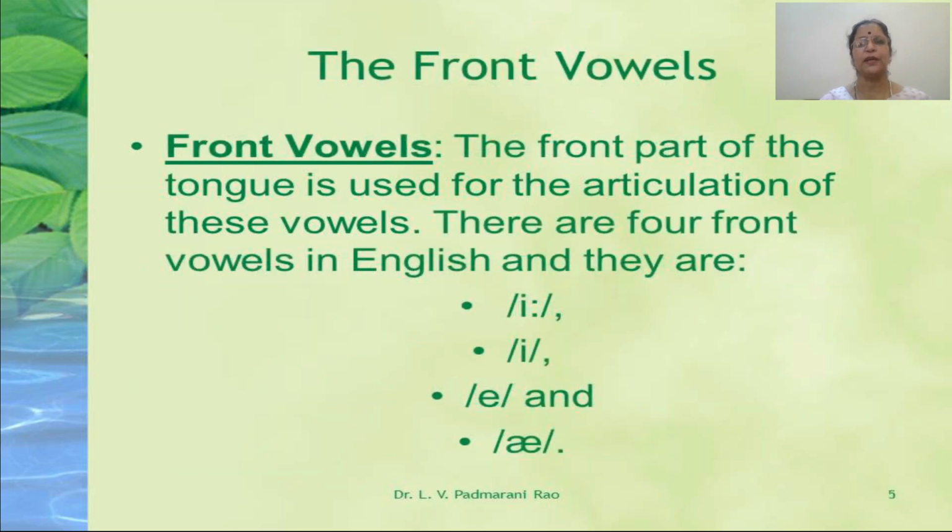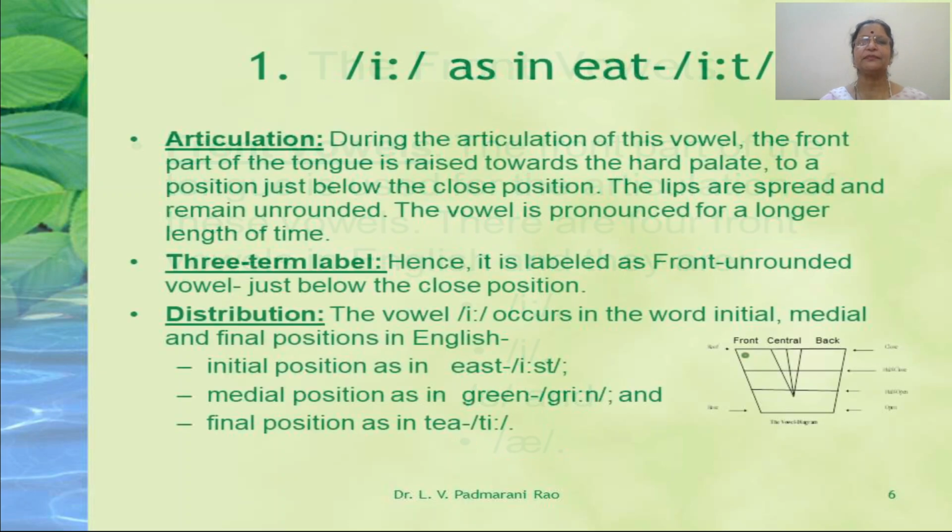Today we shall be talking about the front vowels in English. The front part of the tongue is used for the articulation of these vowels. There are 4 front vowels in English. E is the first front vowel in English, as we find in eat.